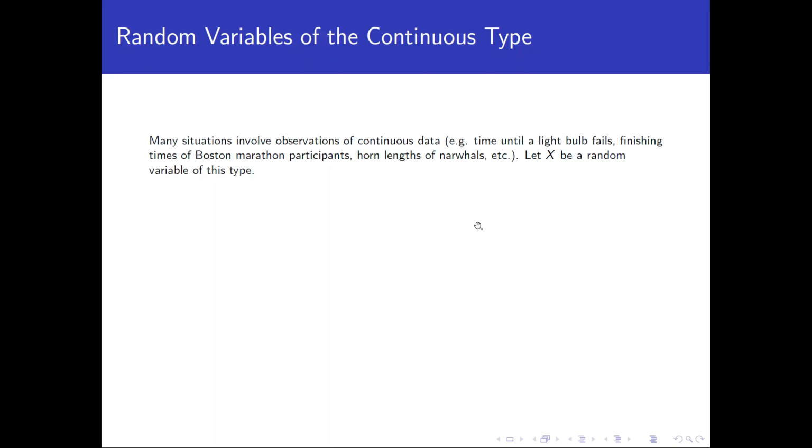So in this video, we're going to be talking about random variables of the continuous type. So we've been discussing probability mass functions for discrete random variables, that take on discrete, say, integer values, typically, but discrete values, so we don't have intervals of possibilities. However, many situations involve intervals of data.